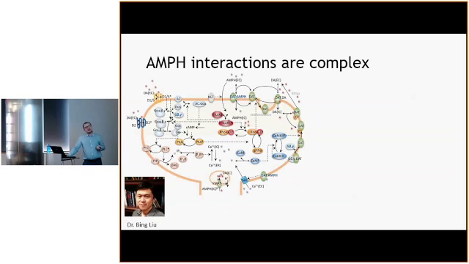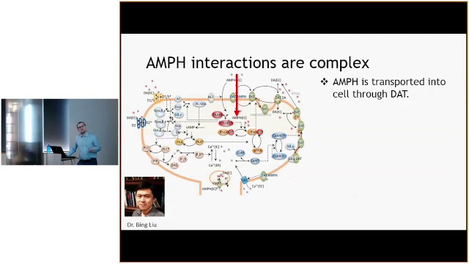And I'm also interested in the amphetamine, and my colleague from Bahar Lab, Dr. Big Liu, created an amphetamine-induced dopamine efflux model. This model is looking quite complicated. There are many interactions in this, but let me make some of the interactions clear.